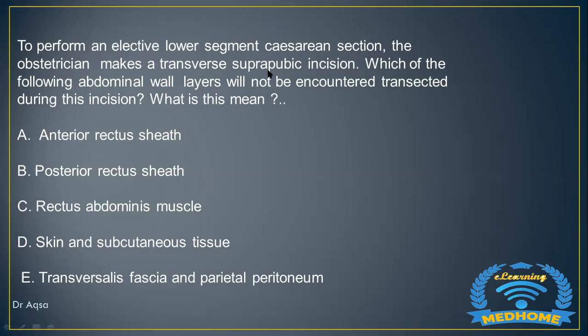Oh, incision, okay. So anterior rectus sheath will be cut, and posterior rectus sheath will be cut. Rectus abdominis muscle we don't cut, we separate it. Skin and subcutaneous tissue is cut. Transversalis fascia and parietal peritoneum. I think E is the option.